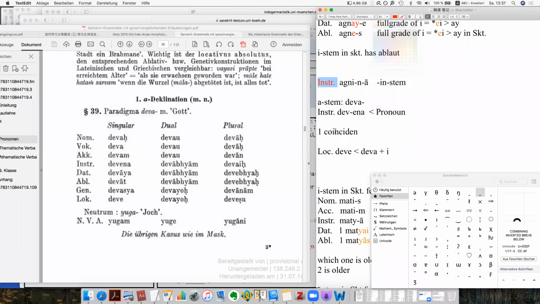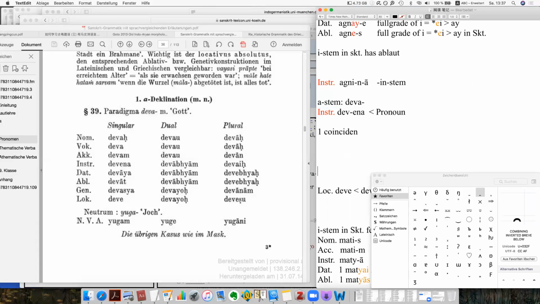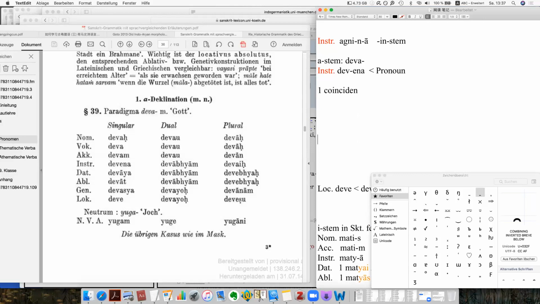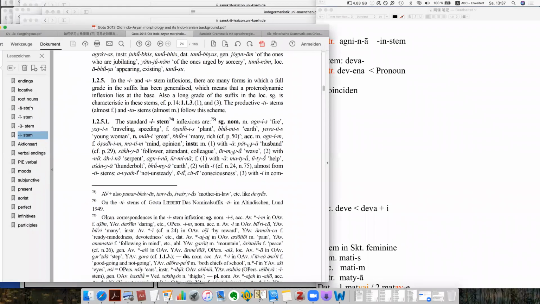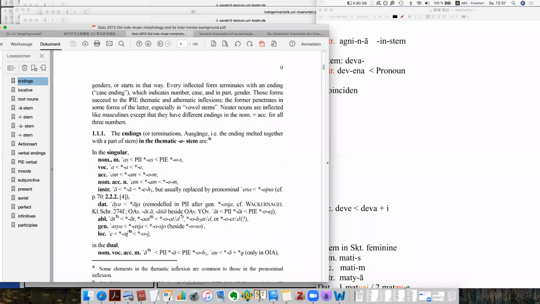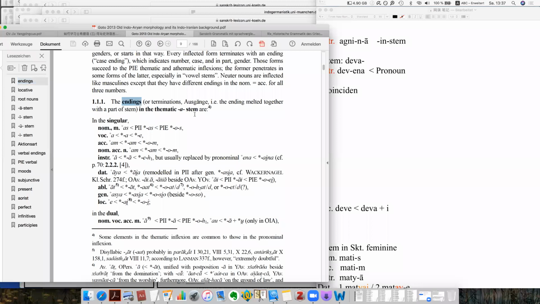Instrumental is special. But why? Let's check it. Let's explain it. So in order to explain this, we need to know what the instrumental is, right? So let's move back to the grammar by Goto. So actually, this is the ending. Here you can see this is for a stem, but generally speaking, it applies for other forms.